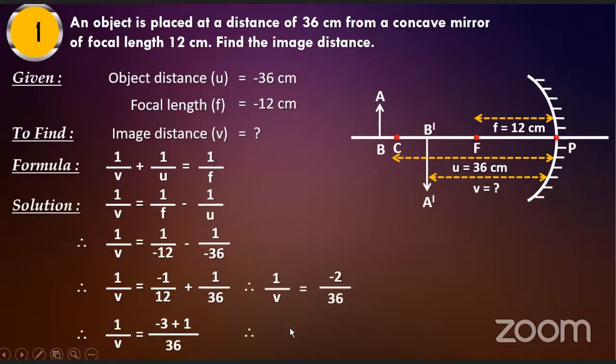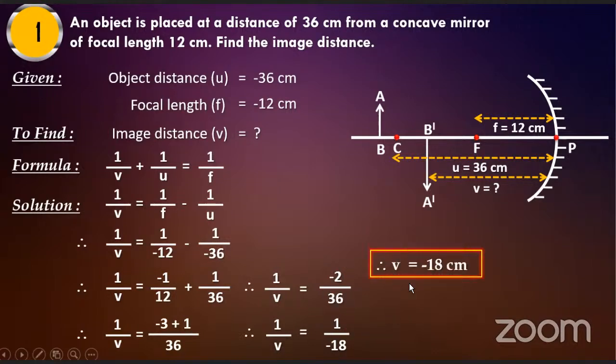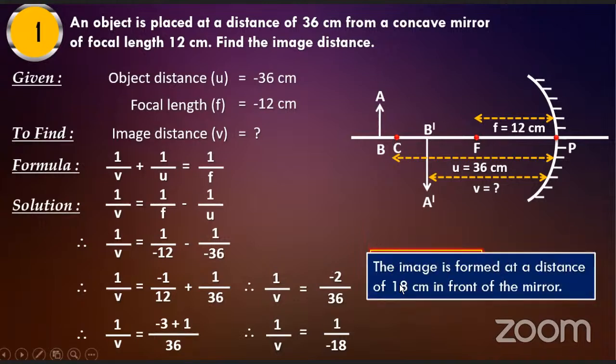Then v is equal to 36 by minus 2. We can cancel here, 2 ones are 2, 18 times. So v is equal to how much? Minus 18 centimeters. Is it greater than 12 or less than 12 in terms of value without sign? Greater than 12. Is it greater than 24 or less than 24? Less than 24. It means it is between C and F. It means our answer is right. So the image is formed at a distance of 18 centimeters in front of the mirror.